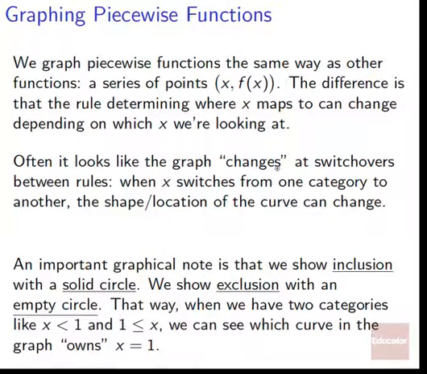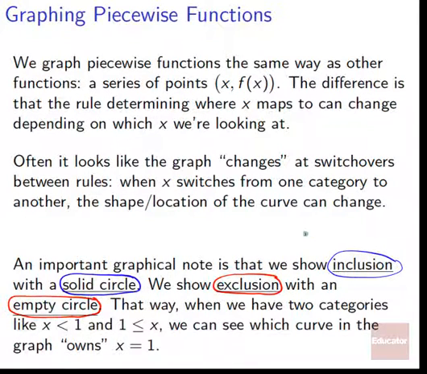An important graphical note is that to show inclusion, we use a solid circle. So solid circles say this point is here. This point is actually being included. We show exclusion, saying it's not there, with an empty circle. So empty circles give us exclusion. So exclusion is an empty circle. Inclusion is a filled-in circle.